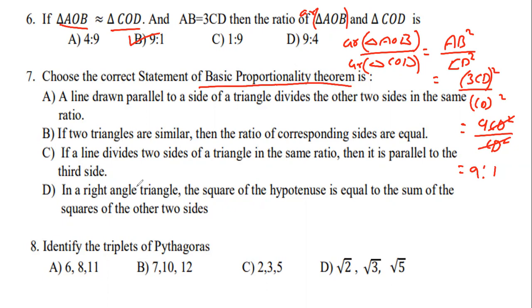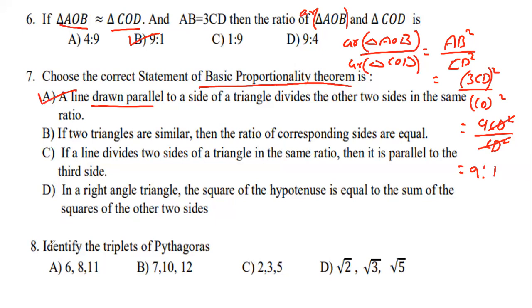Next sum, choose the correct statement of the basic proportionality theorem, BPT theorem. What is the BPT theorem? If a line is drawn parallel to a side of a triangle, it divides the other two sides in the same ratio. Yes, option A is correct.